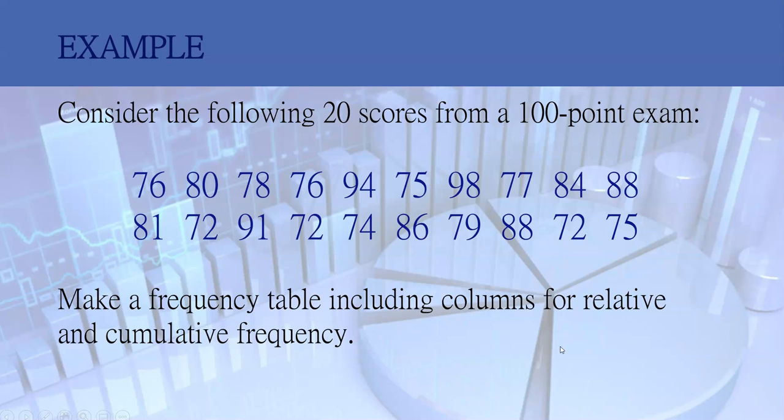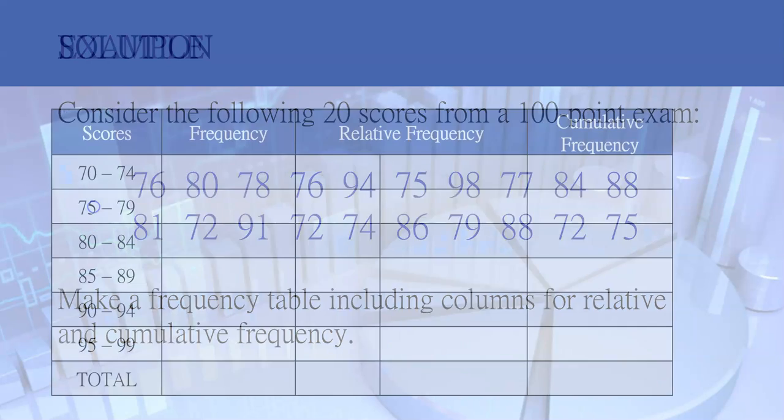So here's another example. Consider the following 20 scores from a 100-point exam. They want us to make a frequency table including the relative and the cumulative frequency. So basically we're going to make some intervals for this data here. We're going to then tally it up, put them in their correct frequency column, then we'll come up with the relative and then the cumulative frequency from there.